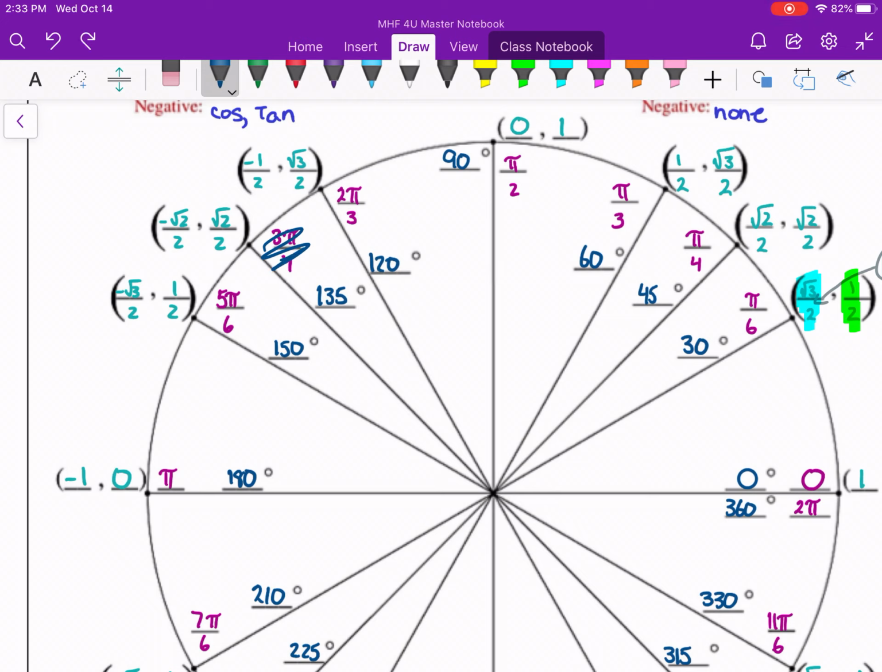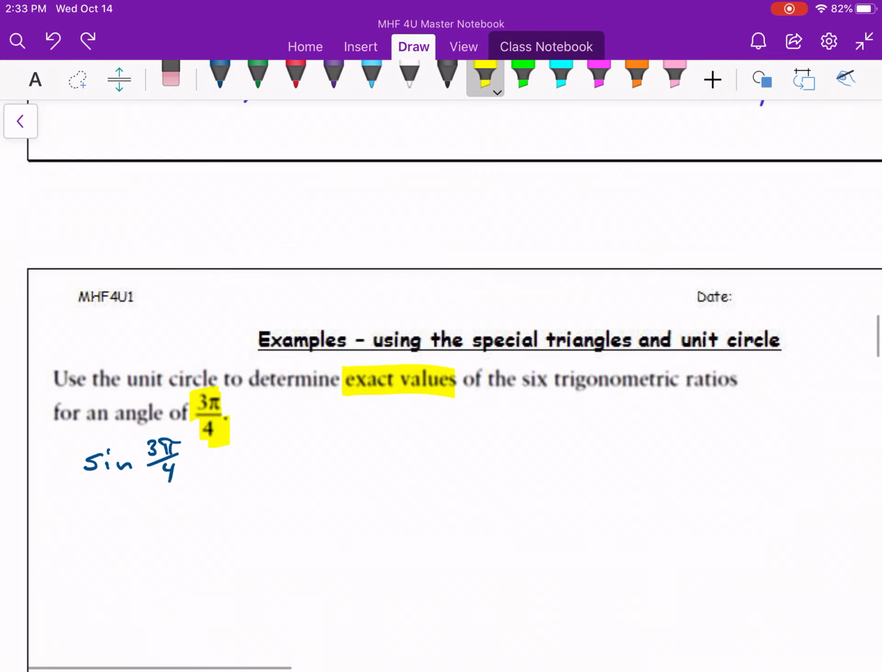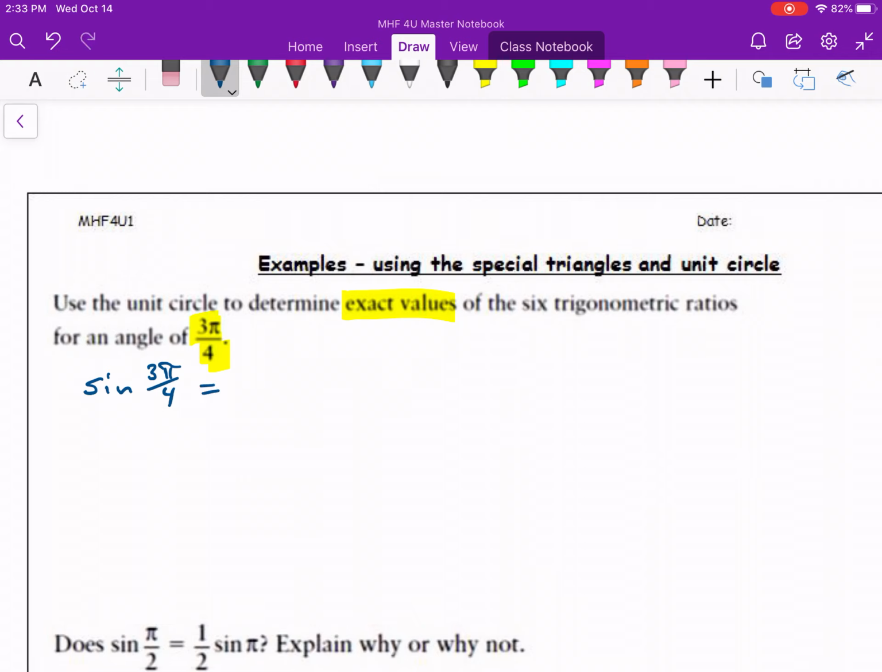Oops, that was supposed to be a highlighter. Here, and we had sine would be negative root 2 over 2. Sorry, sine would be positive root 2 over 2. Cosine would be negative root 2 over 2. I just got my coordinates mixed up for a second there. So sine is root 2 over 2, cos is negative root 2 over 2.